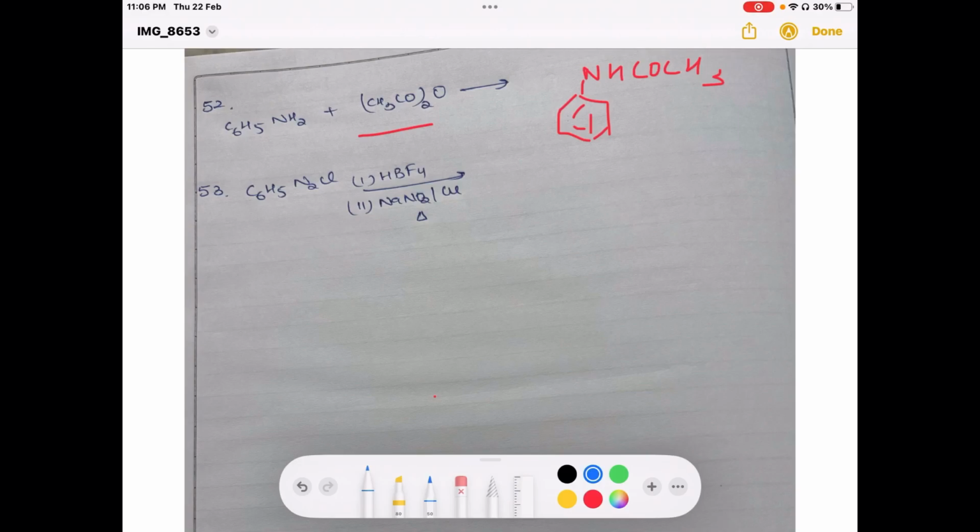Last reaction, C6H5N2Cl with HBF4, and then with NaNO2 gives NO2, nitrobenzene. All these fill-ups are from NCERT, and a direct straightforward question of 2 or 3 marks comes from this part.